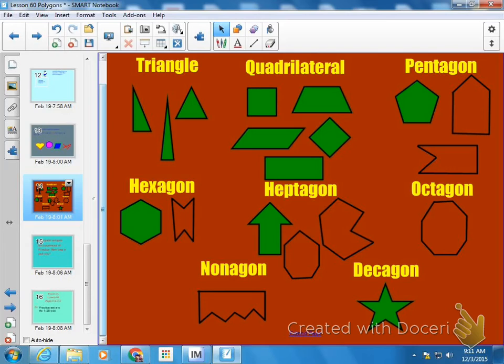I'm going to let you look at some different polygons, different ways that you might see these, but notice these are, we see triangle, quadrilateral, pentagons, some hexagons, heptagons, octagons, nonagons, and decagons. So look through these, and why don't you count the sides up for these? You can pause them and see if you see the pattern there.